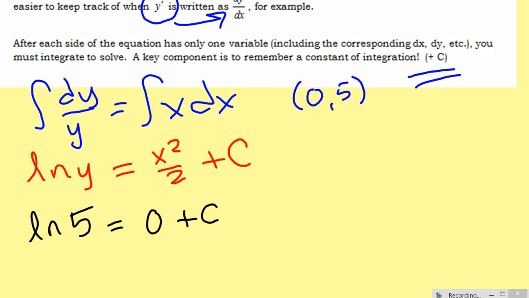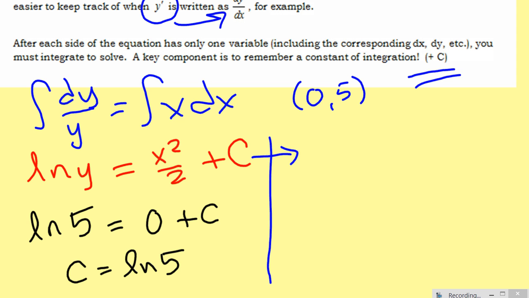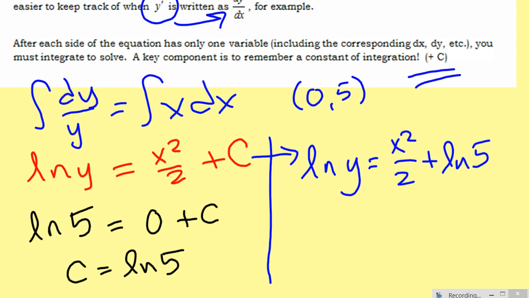So the constant is natural log of 5, which is an actual numeric value. And so then I come back to this stage in the game and I say, okay, well, that means natural log of y is x squared over 2 plus ln of 5.